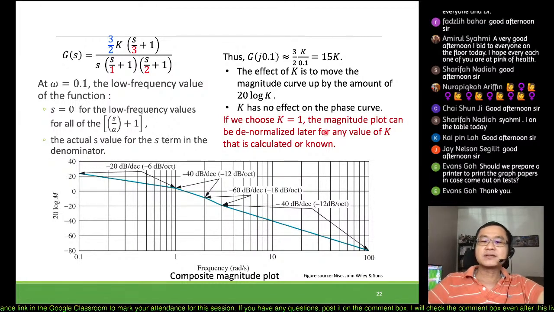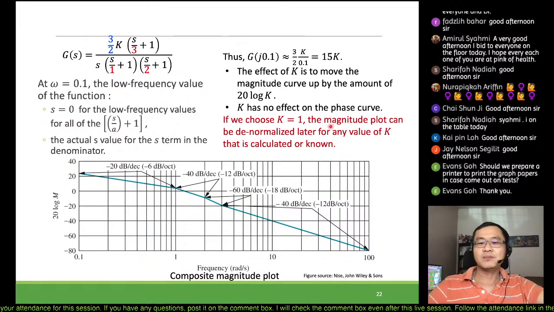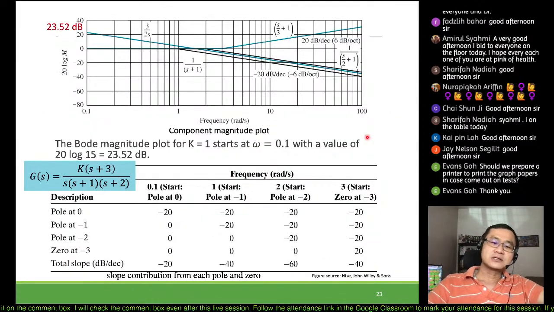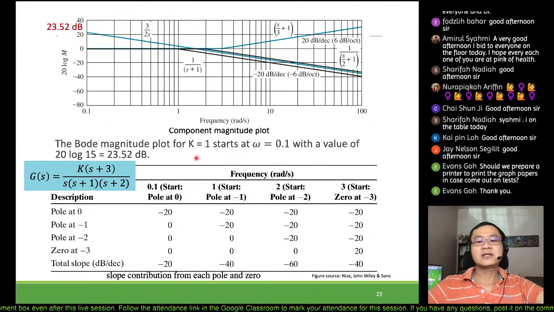For our purpose now, we just choose the k value equals to 1, easier. So 15, therefore we will start to plot it accordingly. How we can plot it accordingly is that when we take the value k equals to 1 and at the frequency 0.1, the value would be 20 log our k value, right.